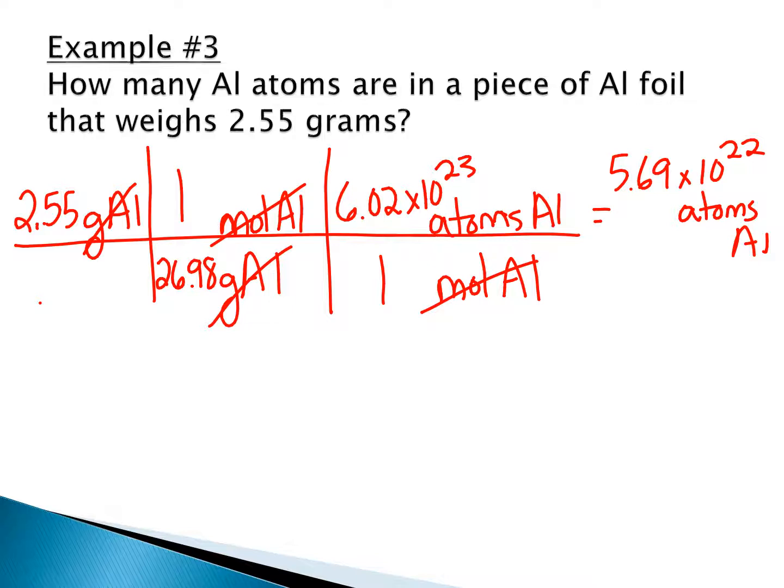And we can kind of do a common sense check here, okay? We know 1 mole weighs 26.98 grams. That's less than 1/10 of that. So we would expect to have less than a mole of atoms, right? And that makes sense, okay?